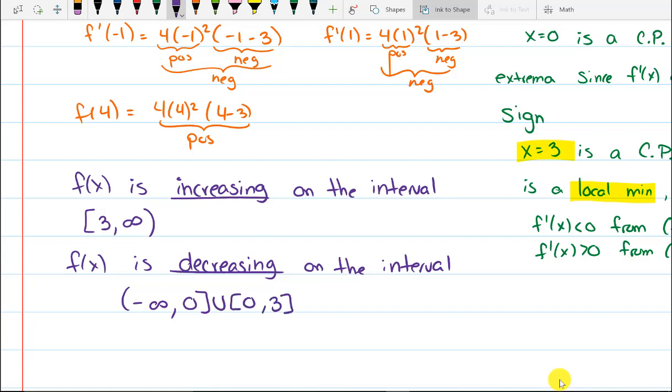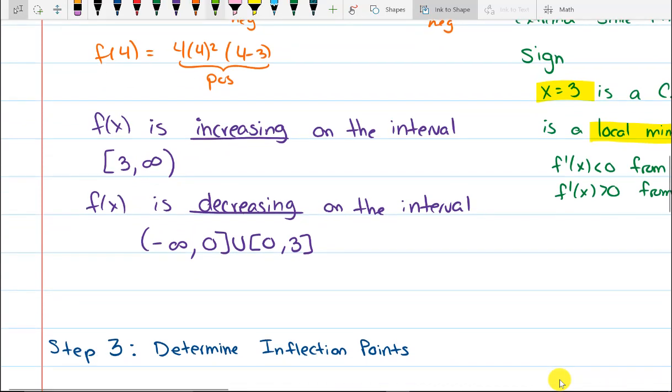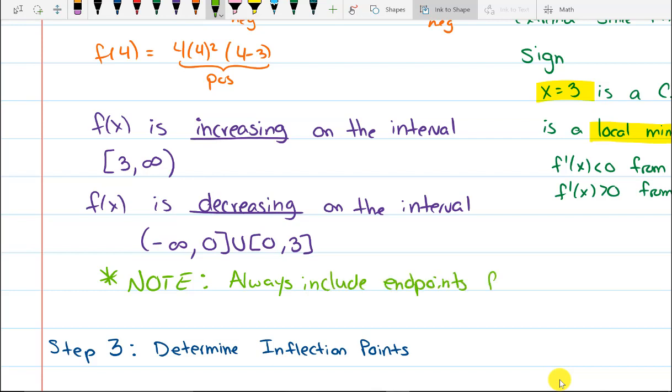Now your question might be, why can't I just write negative infinity to 3? And that's because we wanted to note that it is a critical value, so we do put that. I'm going to put as a side note right here, and you might want to write this down: always include endpoints for increasing/decreasing. Okay. That was step 2.